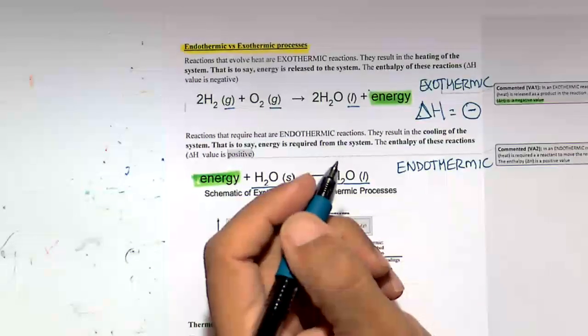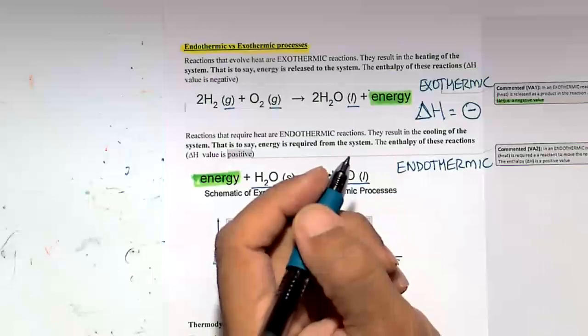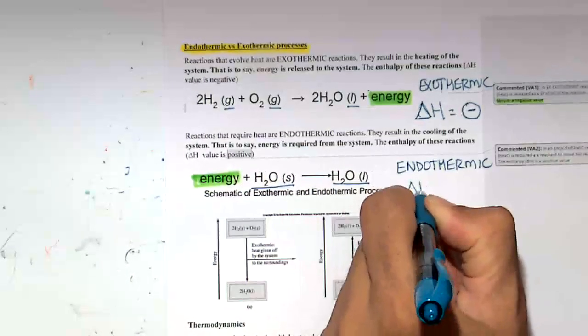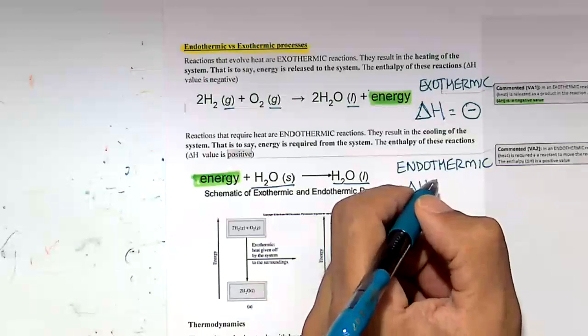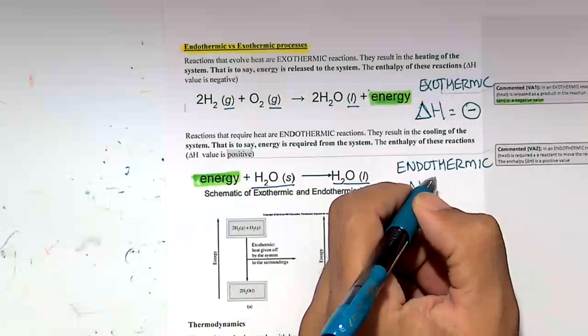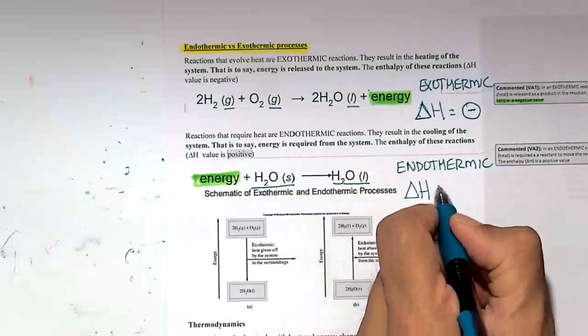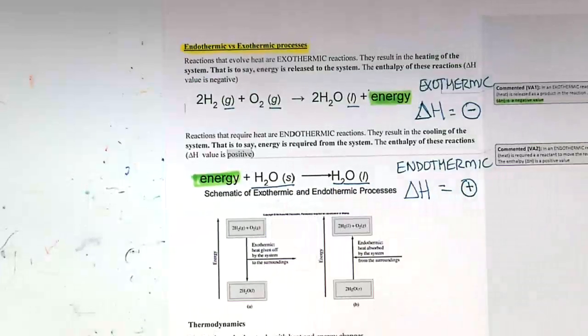And where will energy be in an endothermic reaction? Will it be on the product side or the reactant side? It will be on the reactant side. And this delta H, the change in enthalpy, products minus reactants, final minus initial, will be positive.